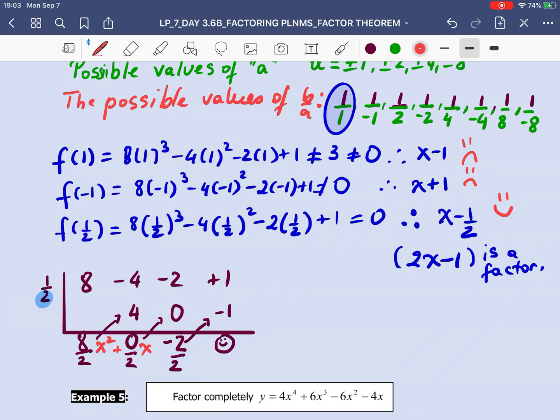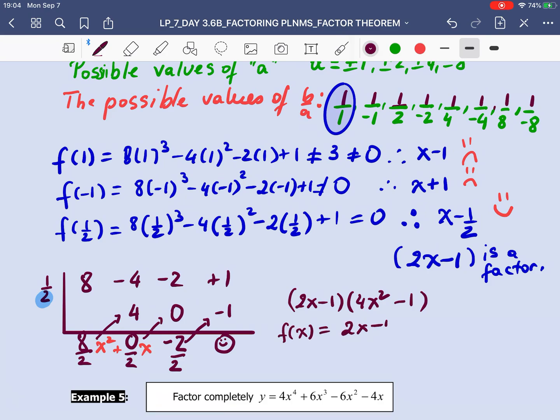So we're going to say that so far we have brought the polynomial in the form 2x minus 1, and then multiplied by 4x squared. That's because 8 over 2 is 4. And then plus 0x, you don't have to write that, minus 1. And now you can factor a little bit more.